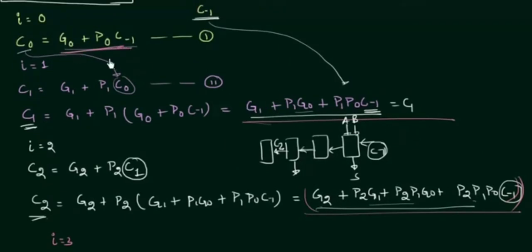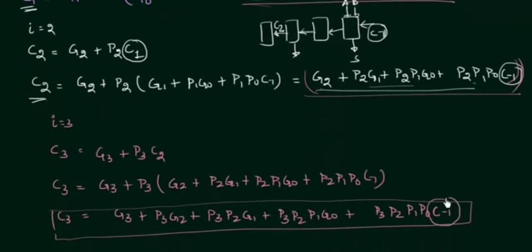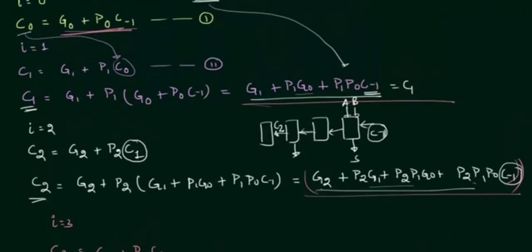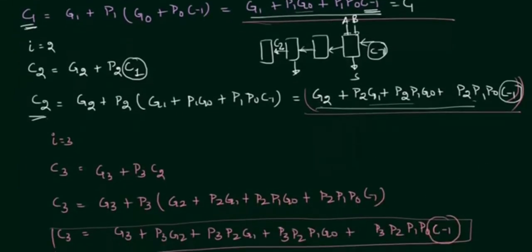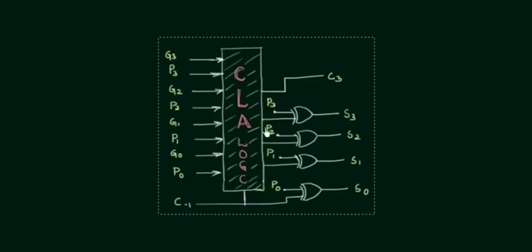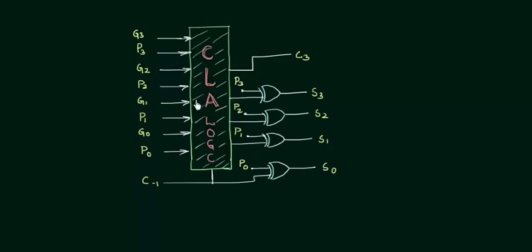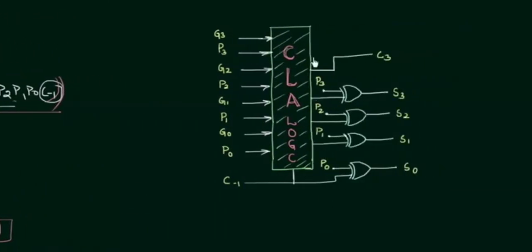So you can see that all of these, C0, C1, C2 and C3, have only C minus 1 as the carry term on the right hand side, so they can be evaluated directly. So what we have to do is implement this circuit so that we have our sum and carry. I have already made the circuit, the only thing is to paste it down. This is the circuit, the CLA logic. This CLA logic contains all the equations that we evaluated now.